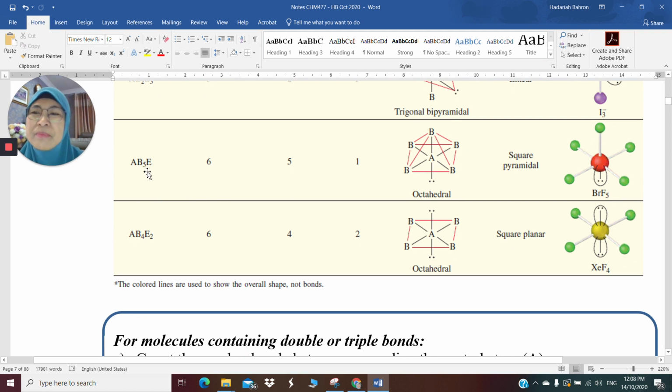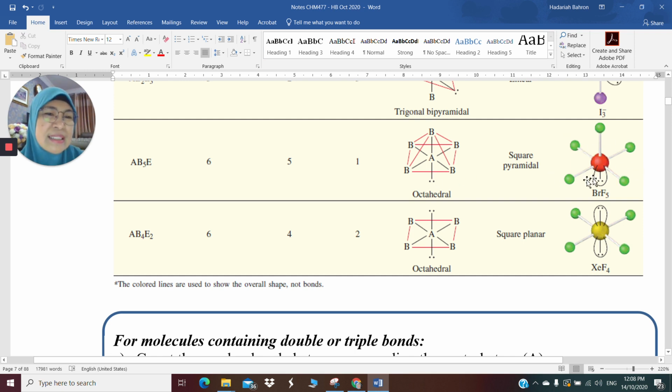Next is AB5E, five bonding pairs, one lone pair. So you have this situation, and it is a square pyramidal with this bond less than 90 degrees. It starts with being an octahedral, but one of the apex is invisible. So what you can see is just a square pyramidal shape with the bond angle of less than 90 degrees.